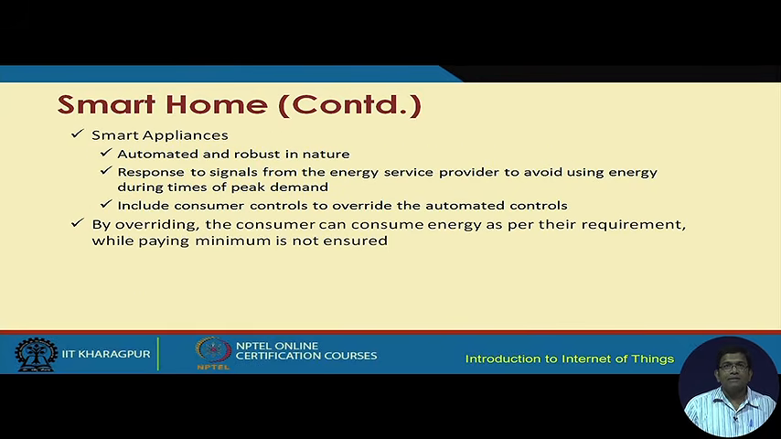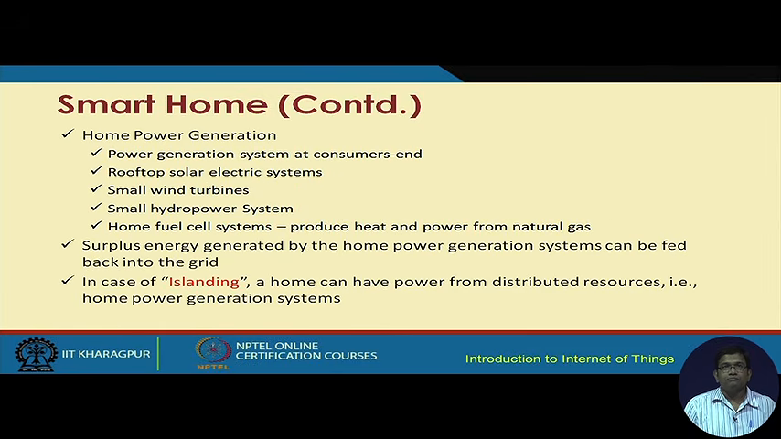Smart appliances, in addition to the smart meters, would be there which can be automated and robust in nature. They respond to signals from the energy service provider to avoid using energy during peak times. The smart appliances also include consumer controls to override the automated controls, and by overriding, the consumer can consume energy as per their requirement while paying minimum, though that is not ensured.